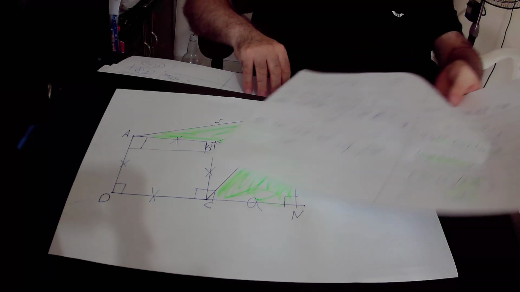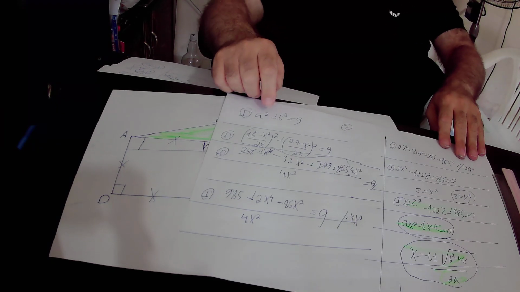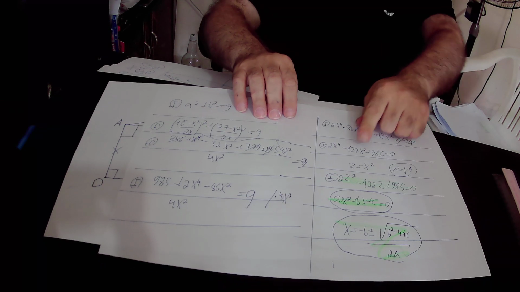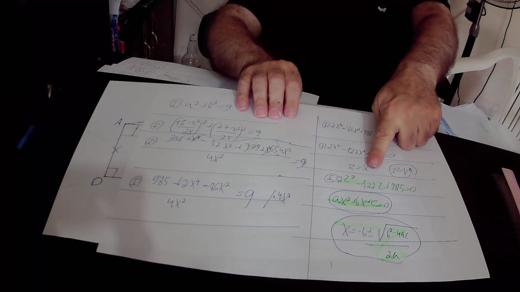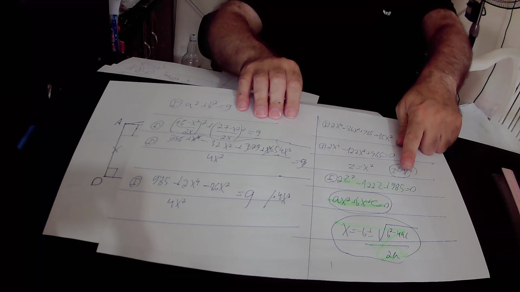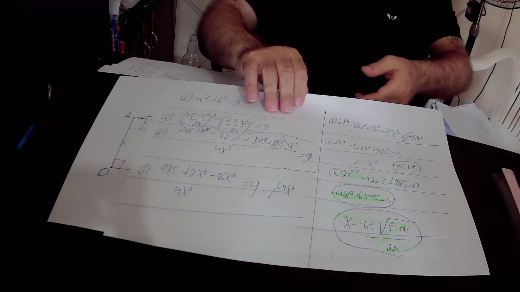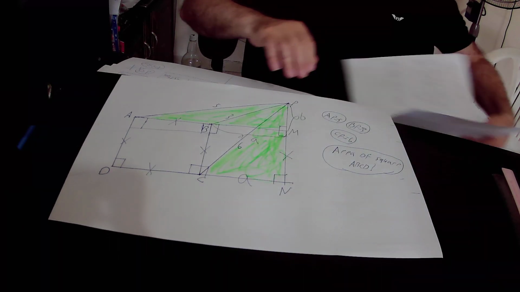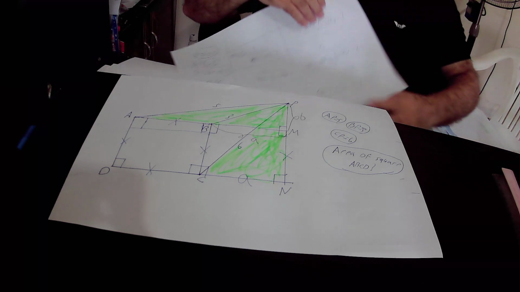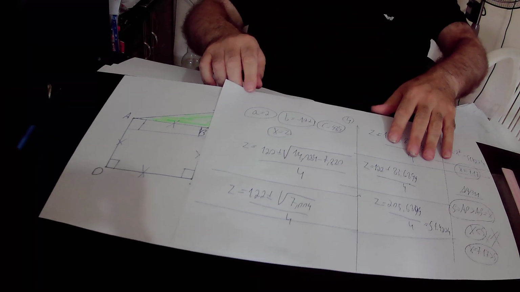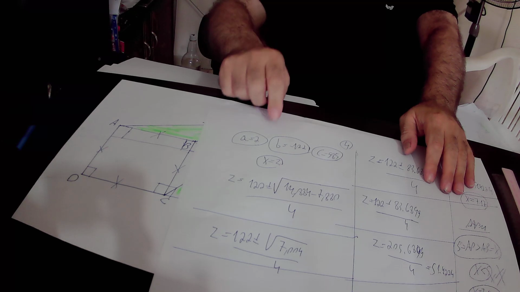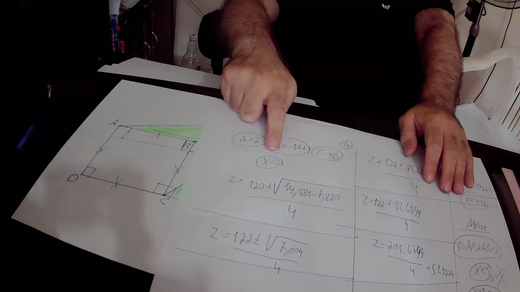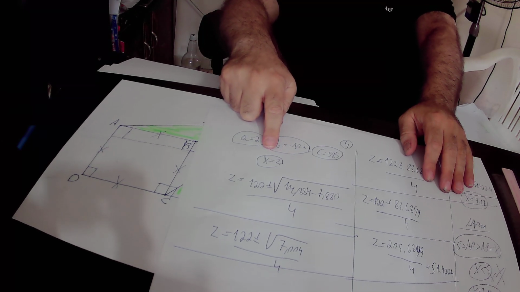In our specific quadratic equation, the coefficient a equals 2, the coefficient b equals minus 122, and the coefficient c equals 985. And the variable that we are looking for is z, so we substitute x by z.